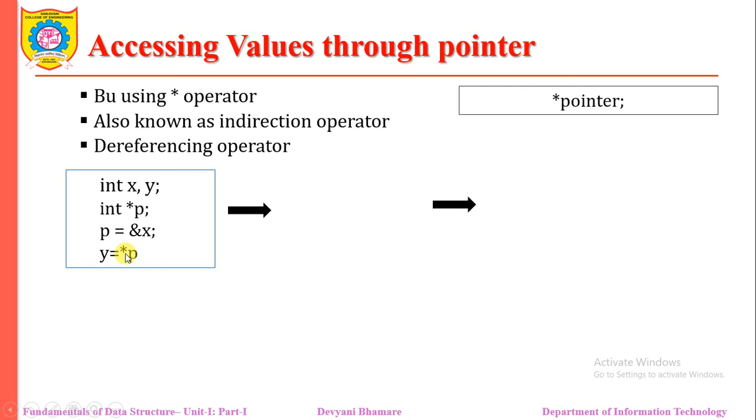What is the value at P? Value at P is nothing but the value at address of x. What is the value of x? Suppose x is 10. So that 10 value will be assigned to y.